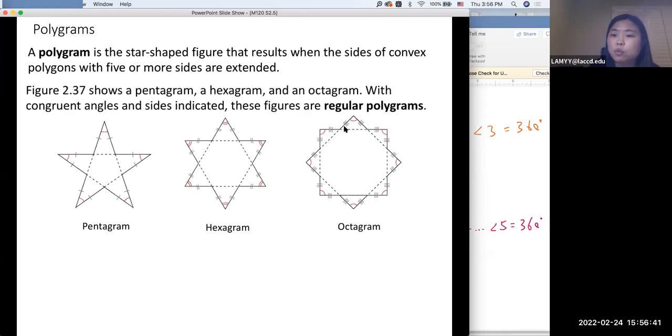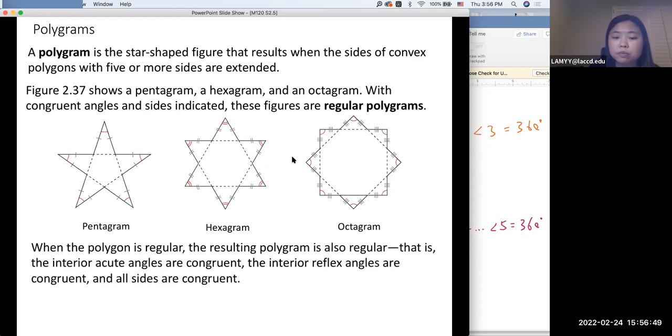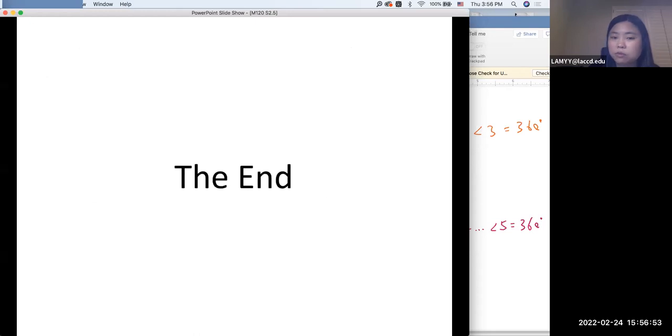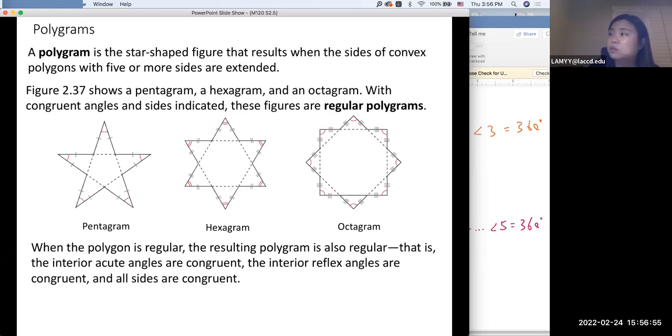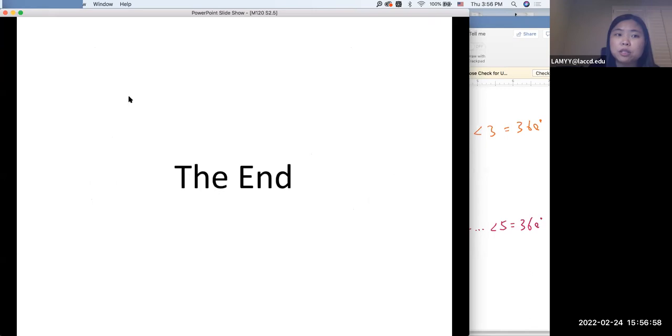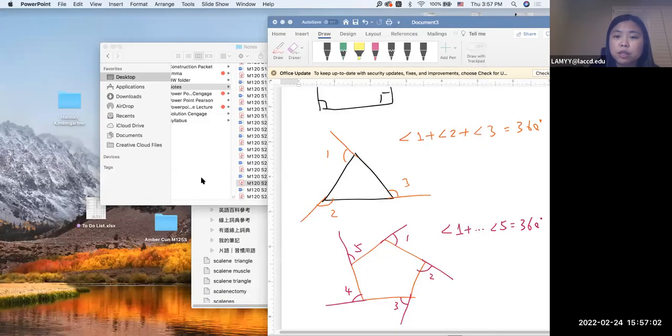And all these are regular polygons, meaning all sides are equal and all angles are equal. Forget about this slide. So that will be section 2.5. We're done with 2.5.